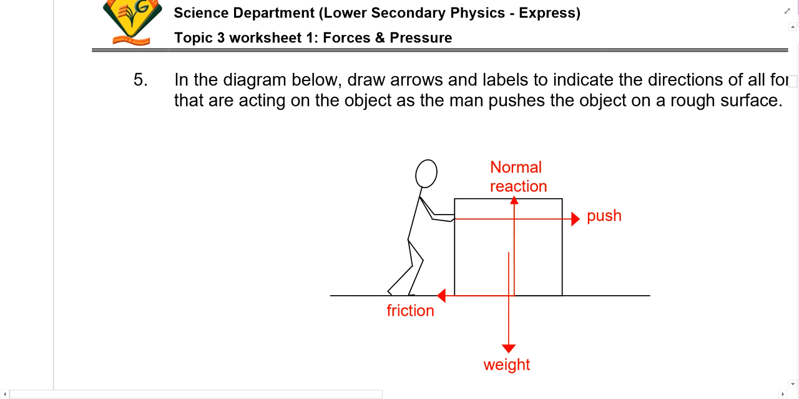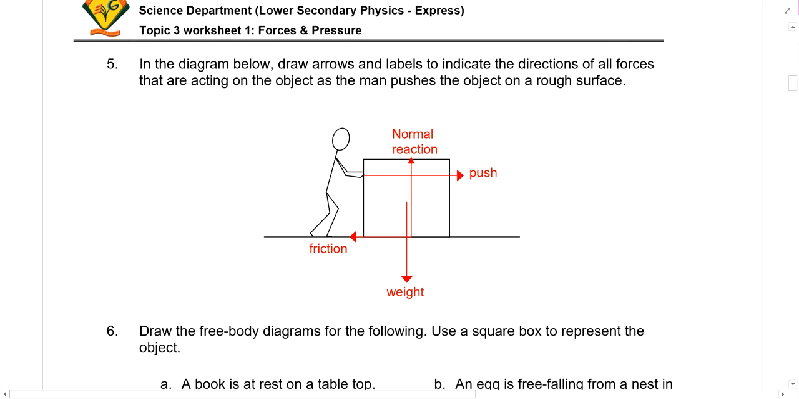Now, in this diagram, draw and label all the forces acting for this. So the first pair I need to see will be your normal reaction as well as the weight. Normal reaction must start from the bottom, weight must start from the middle. And these two arrows must have the same length. Cannot be one long, one short, must be the same length. Then you must also label it. And you must use your ruler. So make sure you have all these.